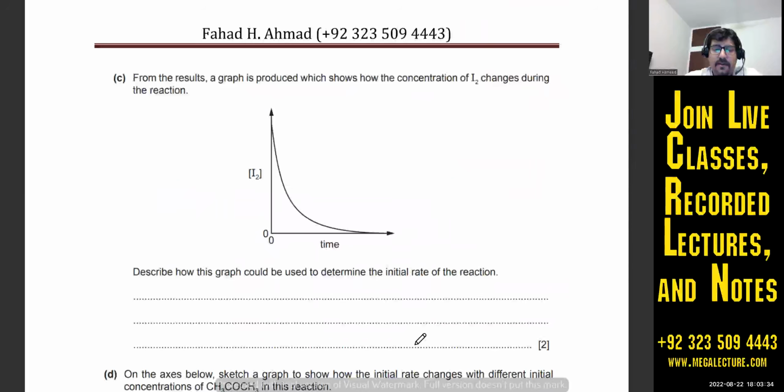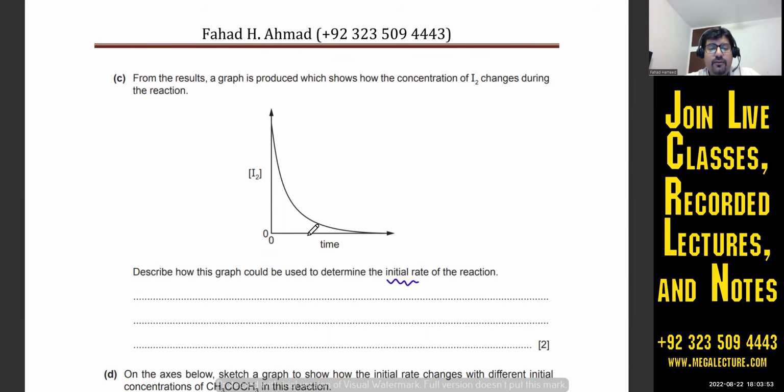So I've been given a graph. From the results, a graph is produced which shows how the concentration of I2 changes during the reaction. Describe how this graph could be used to determine the initial rate of the reaction. So all you have to do is figure out the initial rate of the reaction.